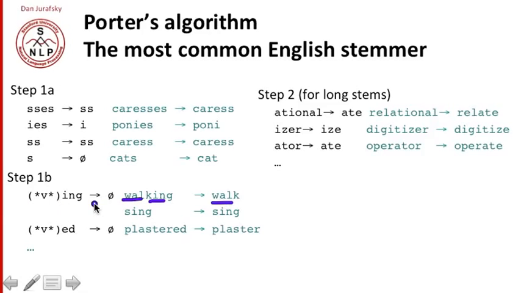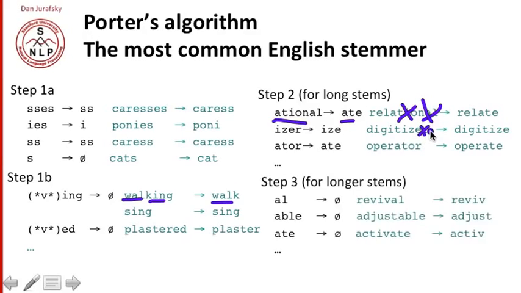And there's lots of other such rules. So ational turns into ate, so we can cross off the al of relational, and the ion, and end up with relate, and izer to ize, and so we cross off the r, and so on. And the rules get even more complicated. So as you get to very long stems, you're going to remove the al of revival and the able of adjustable and so on.